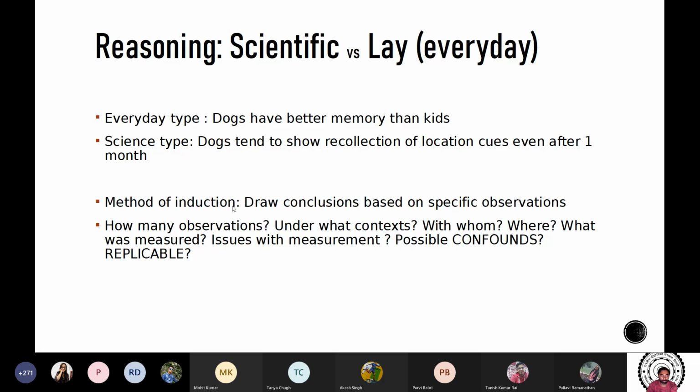Now, there are a couple of interesting issues here. One is the method of induction. I'm sure you know it, but can anybody recollect what induction is? Method of induction in mathematics? Try to draw a general conclusion from observations, previous observations. Right.